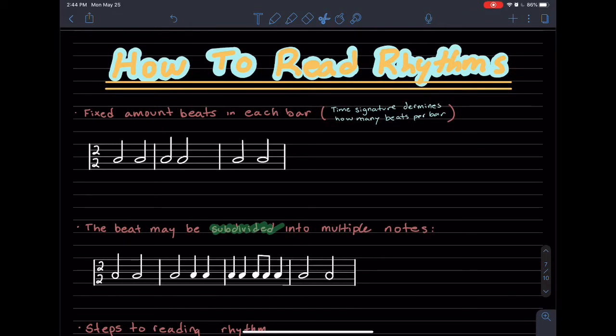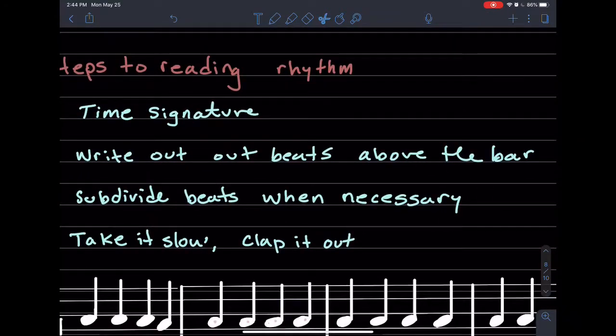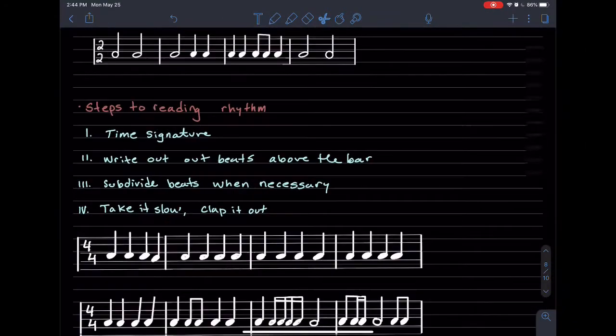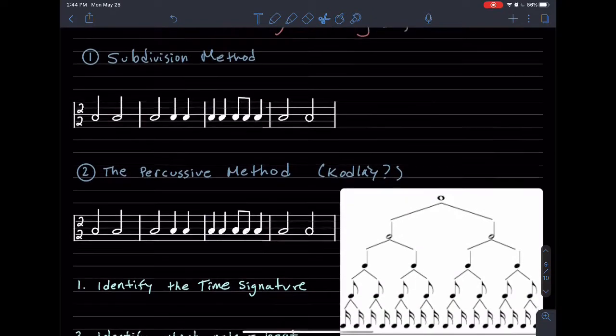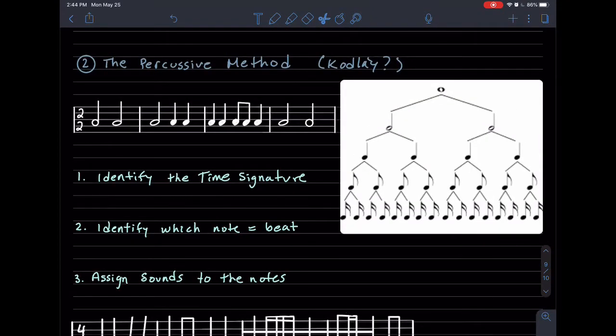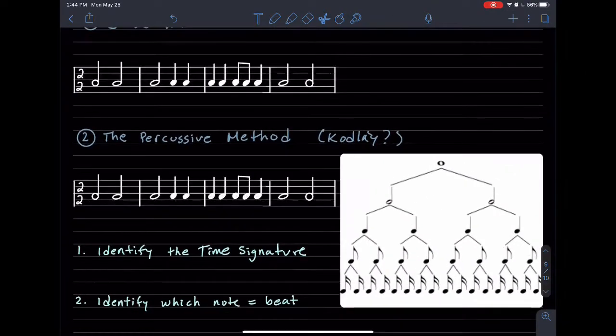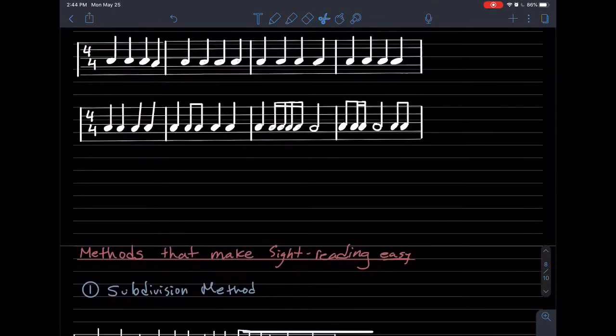To give this video a little bit of structure, I'm going to start off by doing a quick review of what we learned in the past couple of lessons and specifically relate it back to how to read rhythms. Then I'm going to give you 4 easy steps you can apply to learning how to read any rhythm no matter what. And finally, we're going to finish off by giving you 2 methods that make sight reading rhythms a lot easier. I really like the second percussive method a lot, so we're going to talk about that at the end of the video.